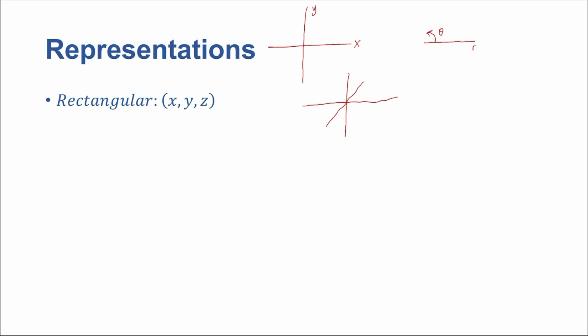This is our x-axis, this is our y-axis, this is our z-axis. As you see, in the xy coordinate plane, we have quadrants. We have quadrant 1, quadrant 2, quadrant 3, quadrant 4.